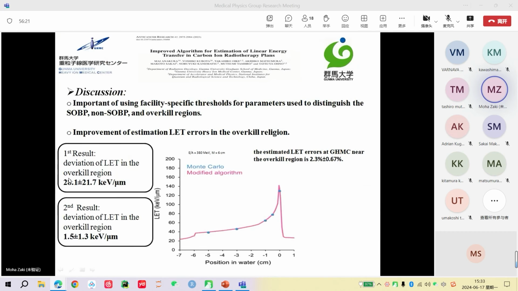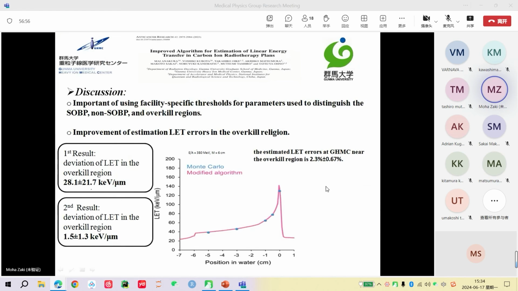So, discussion. The estimation error for the overkill region on the original method, to estimate LAT with a linear approximation, was as large as 28.1 plus or minus 21.7, where the method proposed here, using quadratic approximation for the overkill region, improved the estimation error to 1.5 plus or minus 1.3. And this is a huge achievement. So therefore, the modified algorithm becomes more beneficial for estimating LAT in those regions.